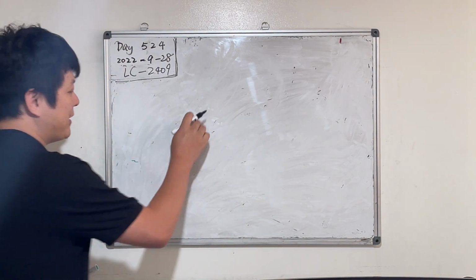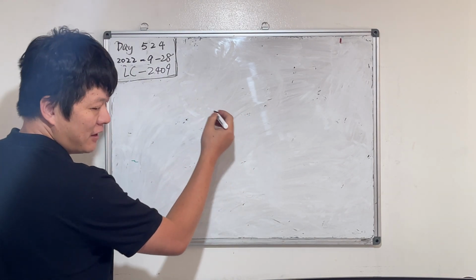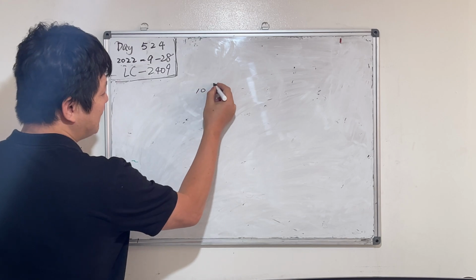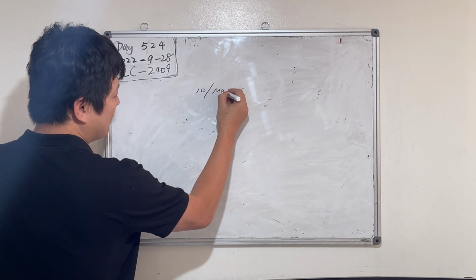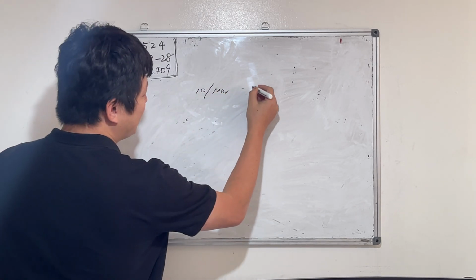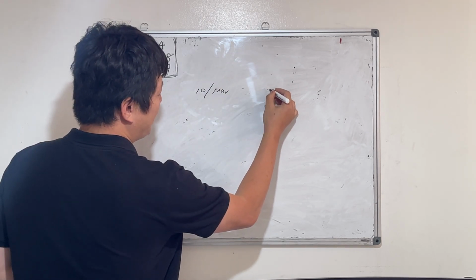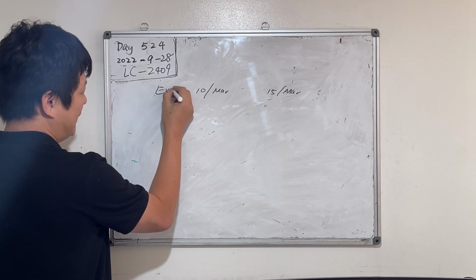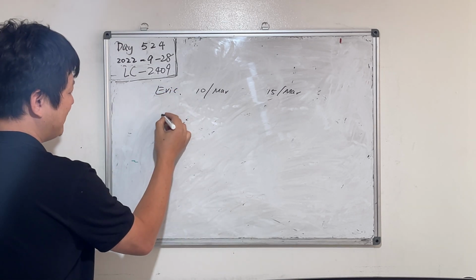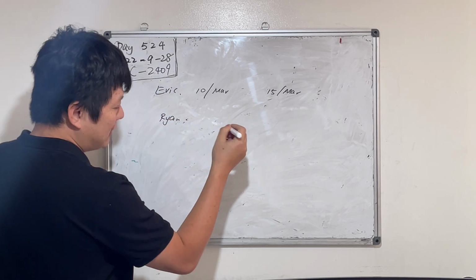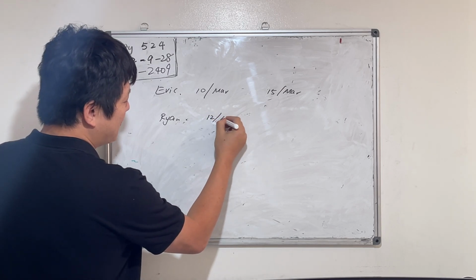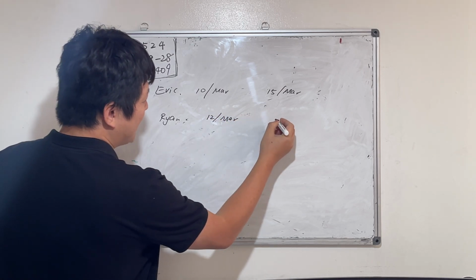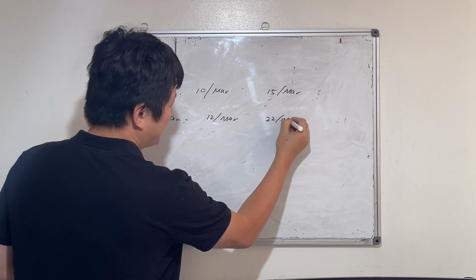So the point is that, for example, Eric arrives on the 10th of March, and then you depart on the 15th of March. Okay, 5 days. And Ryan somehow arrived on the 12th of March and leaves on the 22nd of March.